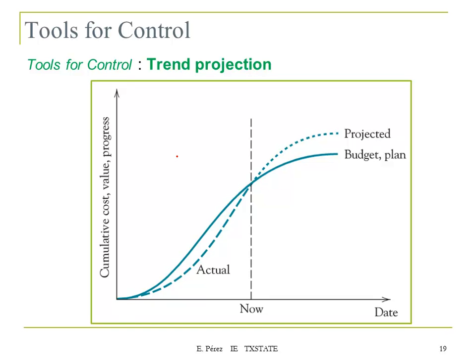So here's an example. The continuous line is the budget or the plan for the project. So we have a timeline, we have cumulative cost values and progress, and this is what we plan. And then as we progress with the project, we can follow up on the status and see how well and how badly we are doing in terms of our plan.